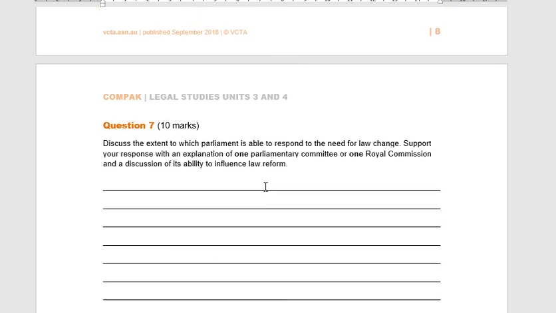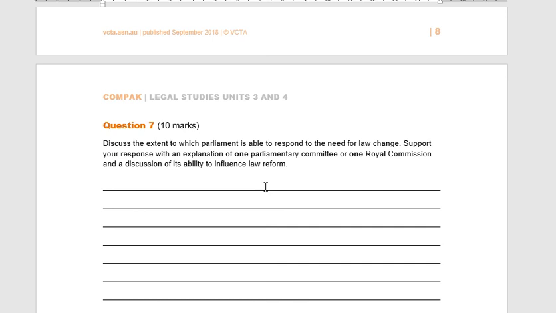Discuss the extent to which, it's a 10 marker, oh dear. Discuss the extent to which Parliament is able to respond to the need for law change. Support your response with the explanation of one parliamentary committee or one royal commission. Okay, well, we looked at one royal commission, so that's okay. And a discussion of its ability to influence law reform. So I can talk about the Royal Commission into Aged Care.